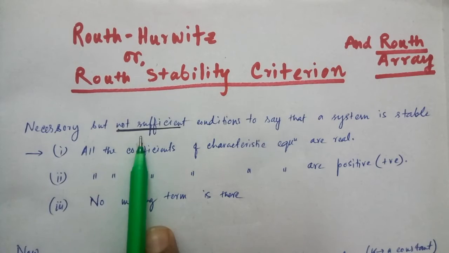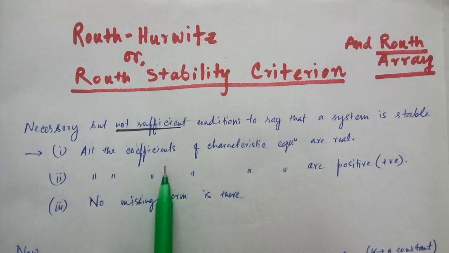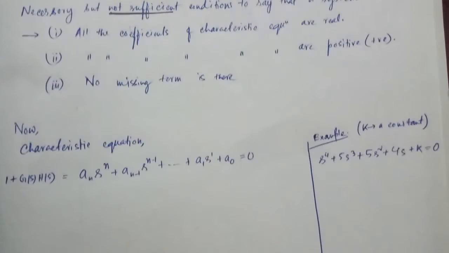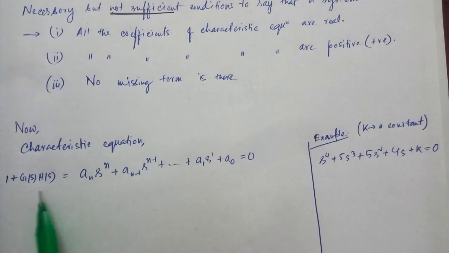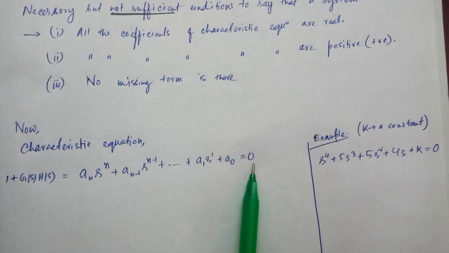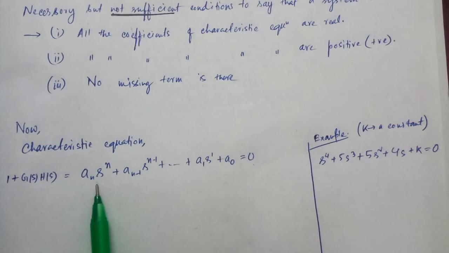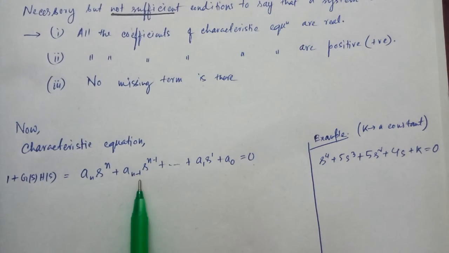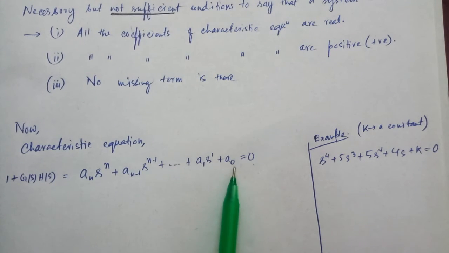So the necessary but not sufficient conditions to say that a system is stable, those are all the coefficients of characteristic equation are real. Like if I take a characteristic equation 1 plus G(s)H(s), which is actually the denominator part. So 1 plus G(s)H(s) is equal to 0. That is the characteristic equation. So we can write that like this with the coefficients of s to the power something. So a_n s to the power n plus a_(n-1) s to the power n minus 1 such that up to the constant a_0.